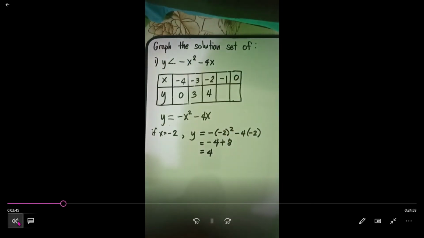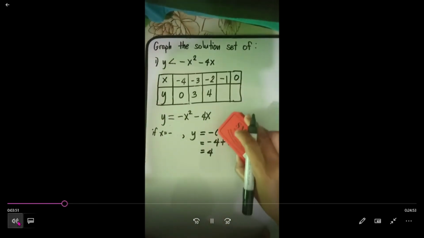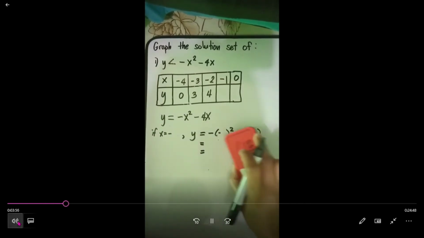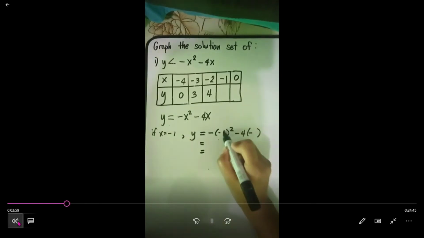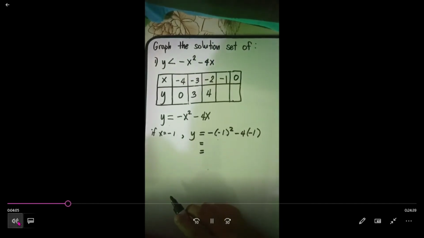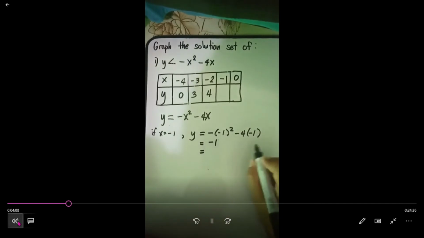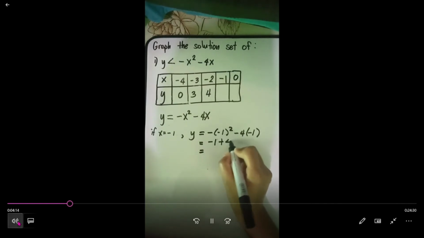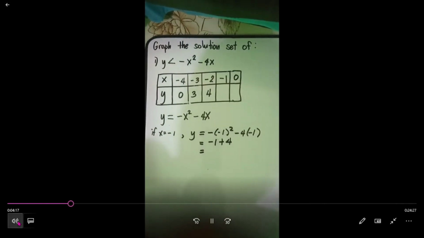Okay, next, if x is equal to negative 1. So, let us replace our x with negative 1. Negative of negative 1 squared, that is negative 1. Then, negative 4 times negative 1, we have positive 4. So, what is negative 1 plus 4? Yes, we have positive 3. So, 3 is what we will put in our table.